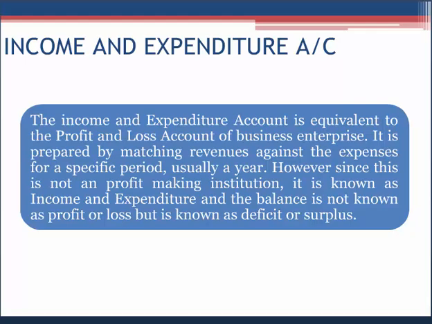Matching revenues against the expenses means on one side of the account we will record the expenses, on the other side of the account we will record the revenues. That is income and expenditure. However, since this is not a profit-oriented institution, the account is not known as profit and loss account. The account will be known as income and expenditure. We have just replaced the word profit and loss with the word income and expenditure.